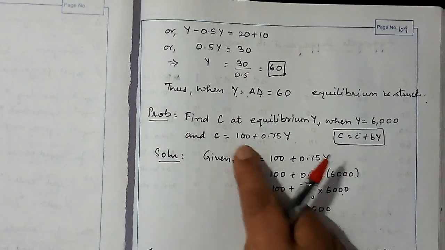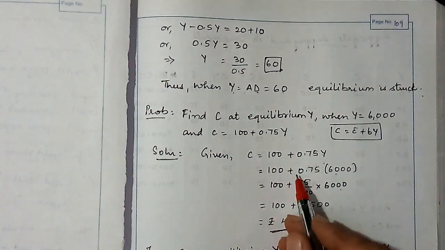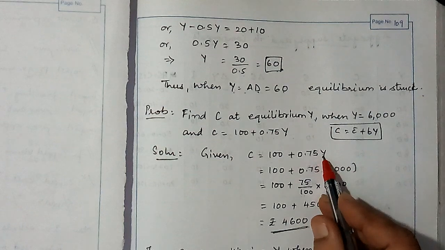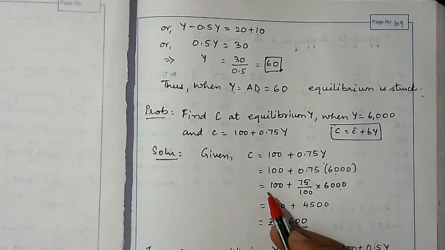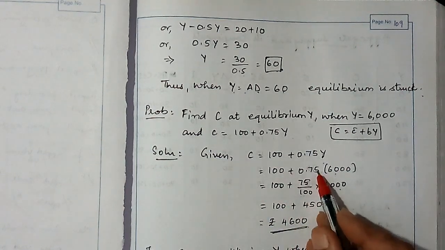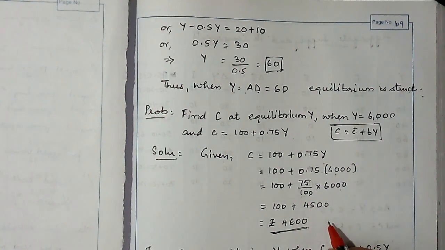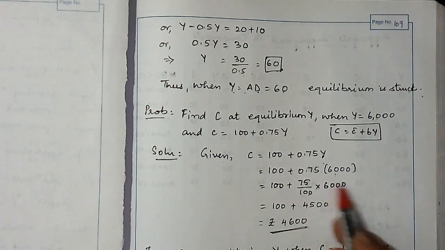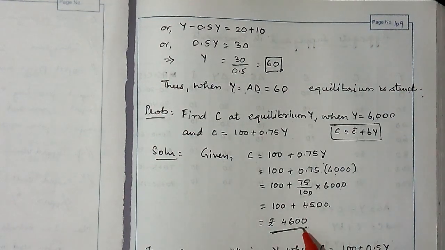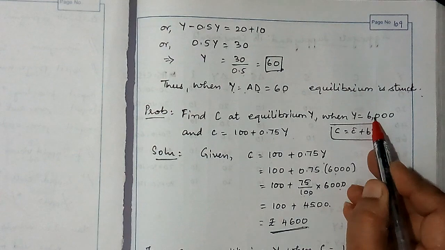Given C is equal to 100 plus 0.75 Y, putting those values, we get 100 plus 0.75 into Y, which is given as 6000. So we'll substitute the value over here. And so 100 plus 0.75 can be written as 75 by 100. MPC is nothing but percentage. 0.75 means 75% of the income is being consumed, into 6000. So that will give us 100 plus, this solves to 4500 plus 100, 4600. So this is how we find the consumption at equilibrium when income is given.